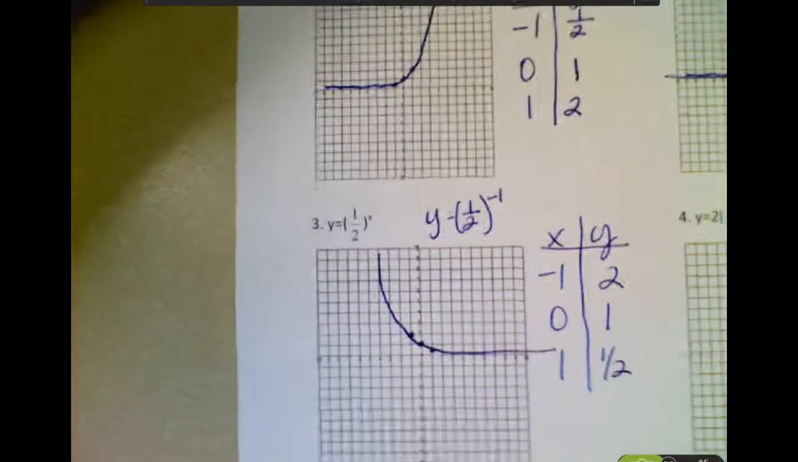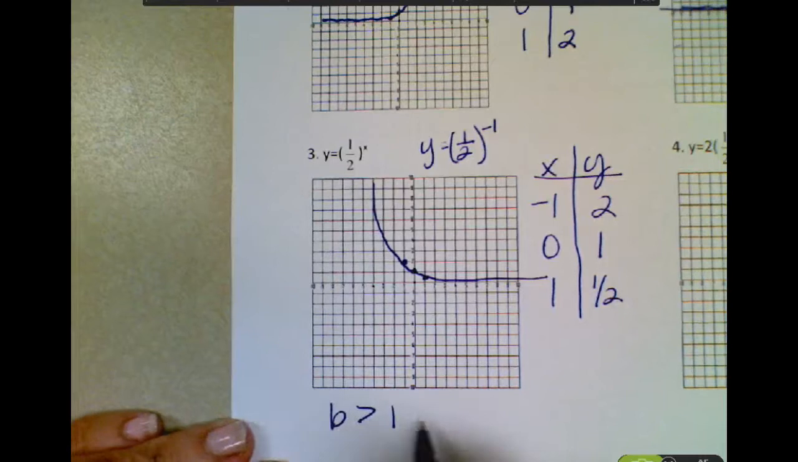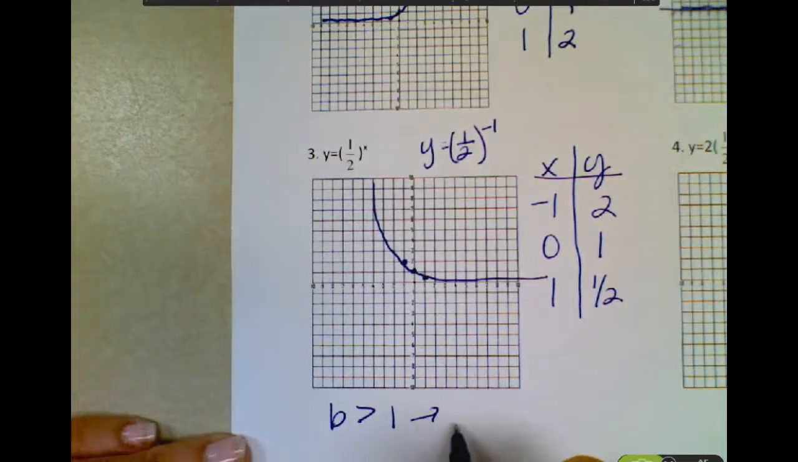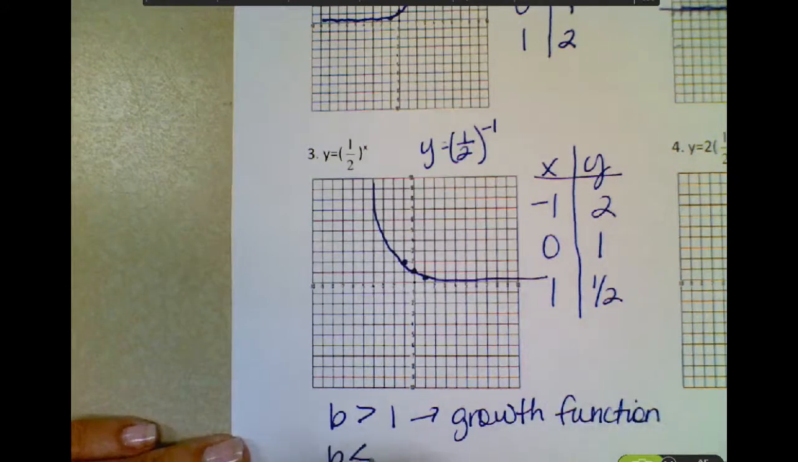So in general, if our base is greater than 1, then we are talking about exponential growth. Okay, it's going to be a growth function. If we are talking about b less than 1, our base is less than 1, then we are talking about a decay function. It's getting smaller. Okay?